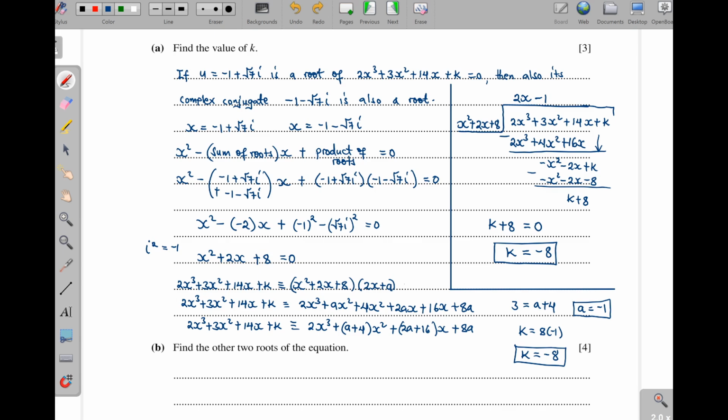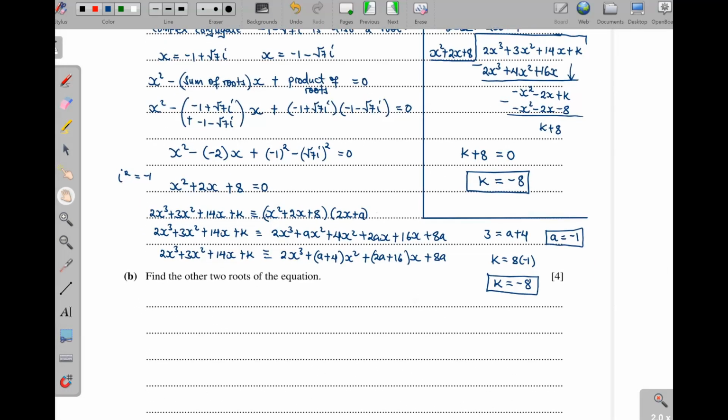Okay, so let me put here, alternatively, you can do it this way, and that is that. Then part B: find the other two roots of the equation. Of course, the other root is the complex conjugate, not so? Now, since we have long divided here, we have actually simplified the work that we are going to do.